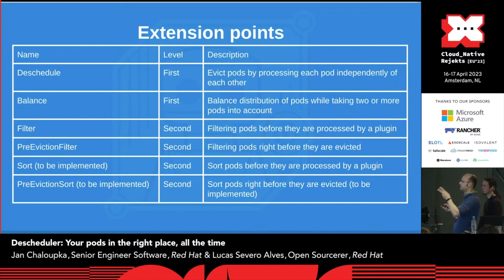Those are the first level. And there's the filter, which allows you to filter the pods at the beginning when your plugin starts to process pods. The pre-eviction filter is executed right before a pod is evicted, and there are upcoming sort and pre-eviction sort, which are sorting before pods are processed, and then right before they are evicted.